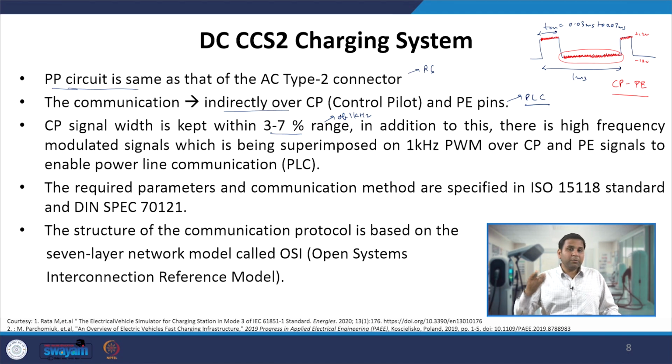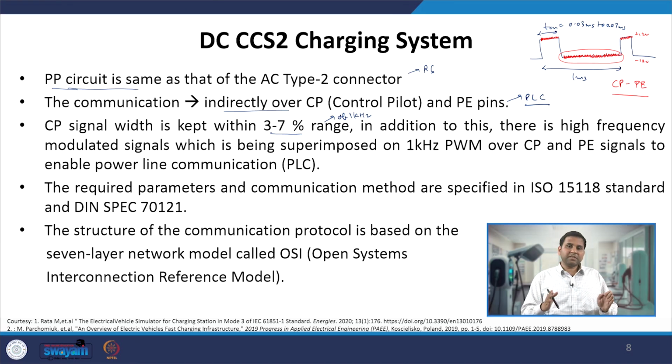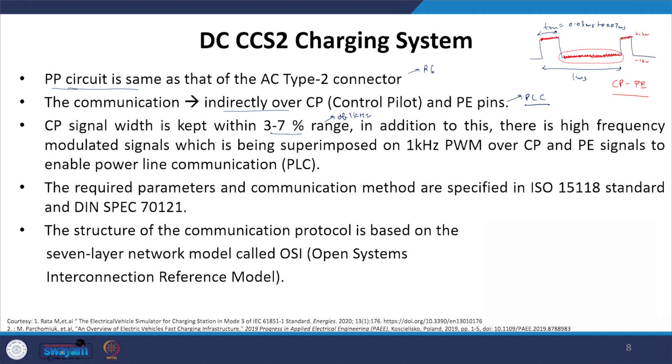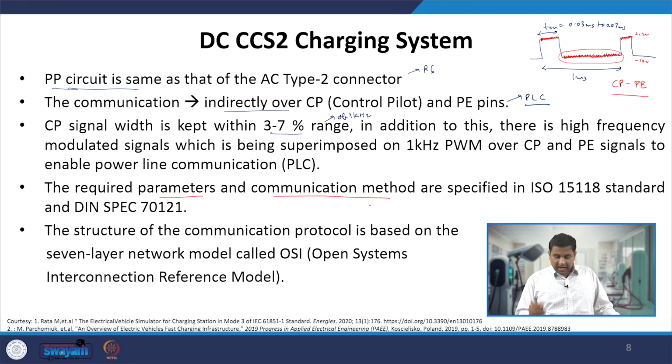That means over the PWM which is employed over the CP and PE line, the required information is sent between the EV and EVSE. So when the DC charging communication takes place, first the duty ratio of the PWM pulse is kept between 3 to 7%, and a high frequency modulated signal is superimposed onto that 1 kilohertz PWM signal over the CP and PE signals, which enables the power line communication. And in the power line communication, a lot of multiplexing can be done to send a lot of information in the required time.